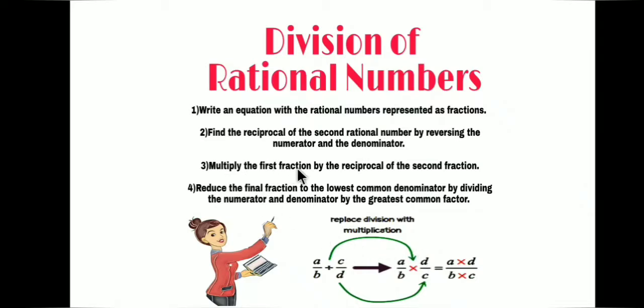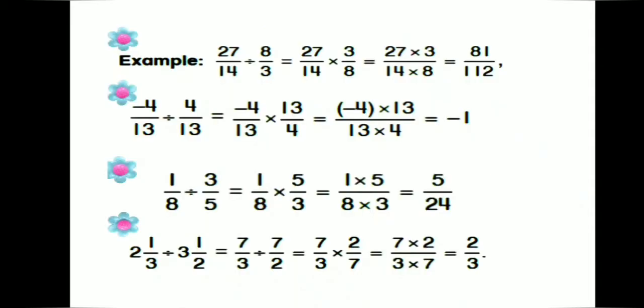Then we will multiply the first fraction by the reciprocal of the second fraction. In this step, we have multiplied the first rational number with the reciprocal of the second fraction. Then the product obtained is a into d upon b into c. In this, we have to reduce the final fraction to the lowest terms by dividing the numerator and denominator by the greatest common factor. Whatever product we obtain in the last step, we have to make sure that it is always in its standard form. We have to cancel all common factors.